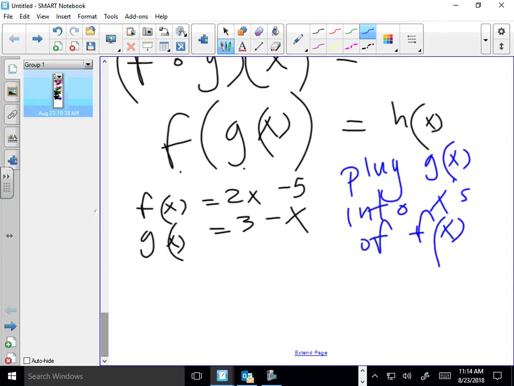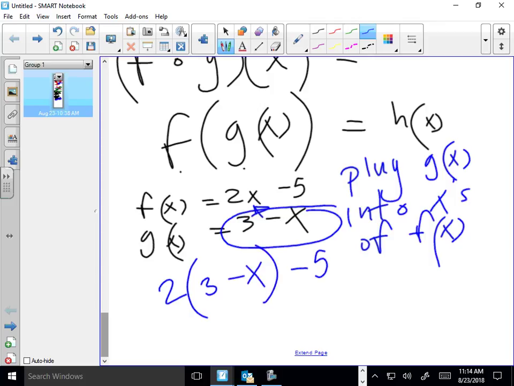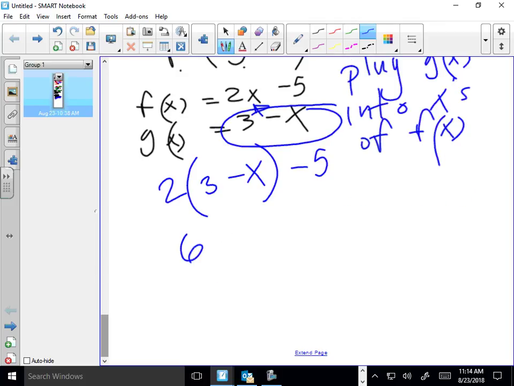So f of g of x, here's my f of x, and in this x spot, I'm going to take g and plug it in. So I get 2 times 3 minus x, minus 5, or 6 minus 2x minus 5, or 1 minus 2x.